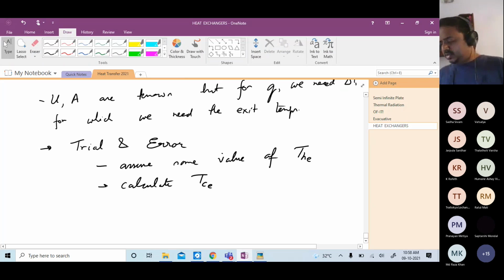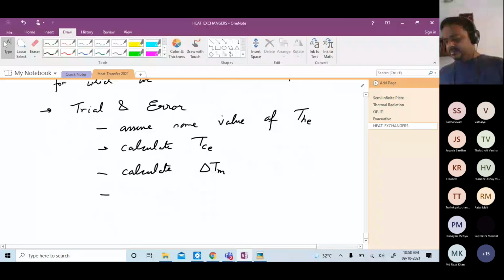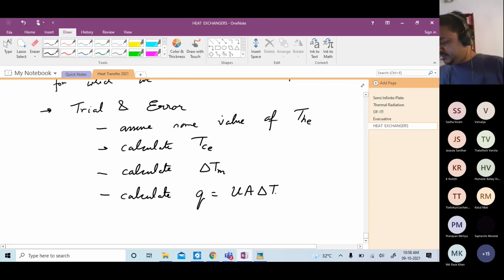Take an assumed exit temperature and calculate delta Tm. Calculate Q is equal to UA delta Tm. Q naught, let us say. Use Q naught to calculate the exit temperature.